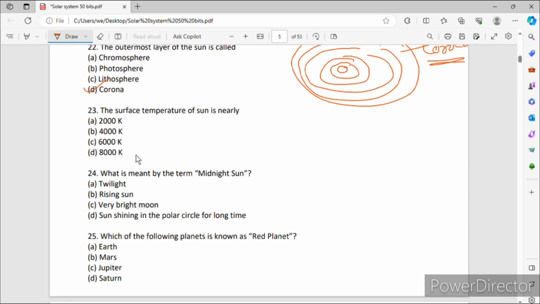And see the next question, the surface temperature of the sun is nearly dash. See, the surface temperature of the sun is nearly 6000 kelvins. So option C is correct.